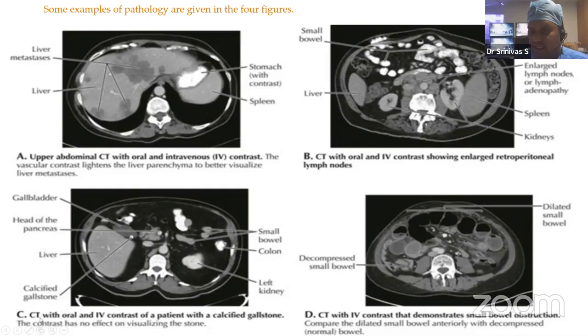The slide C shows an oral and IV contrast CT of a patient with calcified gallstones. A gallstone doesn't take up the contrast, and it is usually represented as a very bright structure. So whenever you see a very bright structure near the liver and adjacent to the gallbladder, you should suspect gallstones. And this is a CT with IV contrast that demonstrates small bowel obstruction. This is the dilated small bowels.